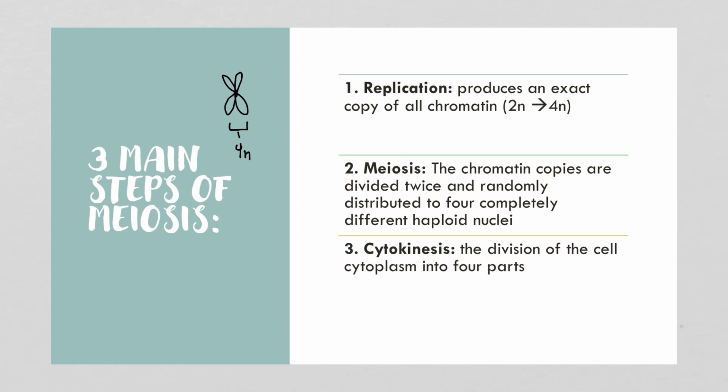The next step would be meiosis. So the chromatin copies are divided 2 times instead of 1 time. That's the difference between mitosis and meiosis. And they're randomly distributed to the 4 completely different haploid nuclei. And then the final step is cytokinesis, and that's when the cell cytoplasm divides into 4 parts. And in sperm cells versus egg cells, the division of that cytoplasm is not even. We'll talk about that a little later.